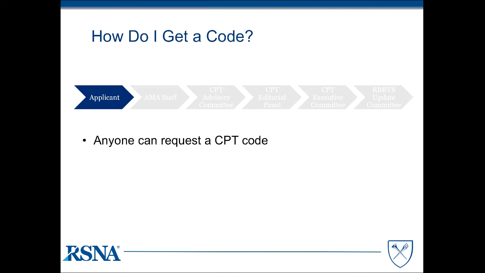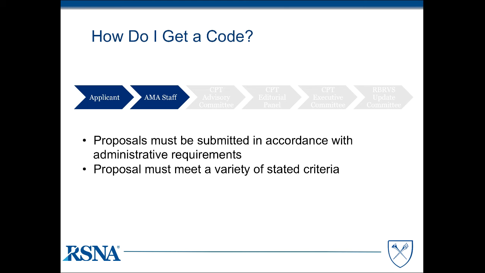So how do you get a code? Well, first of all, can you get a code? And you can. Anyone can apply. But even though you can apply individually, very few people do. It's a lot of work and requires a good bit of familiarity with a complicated process. So most applications for CPT codes come from physician specialty societies or corporations.